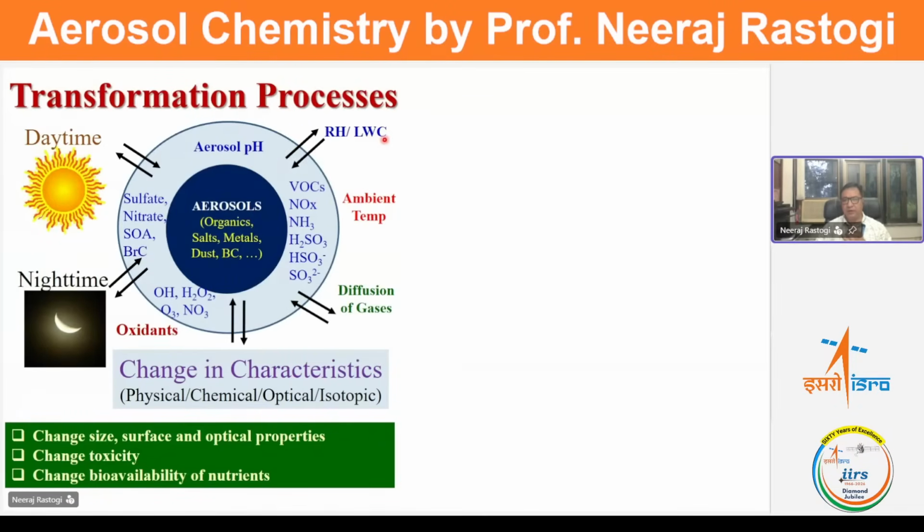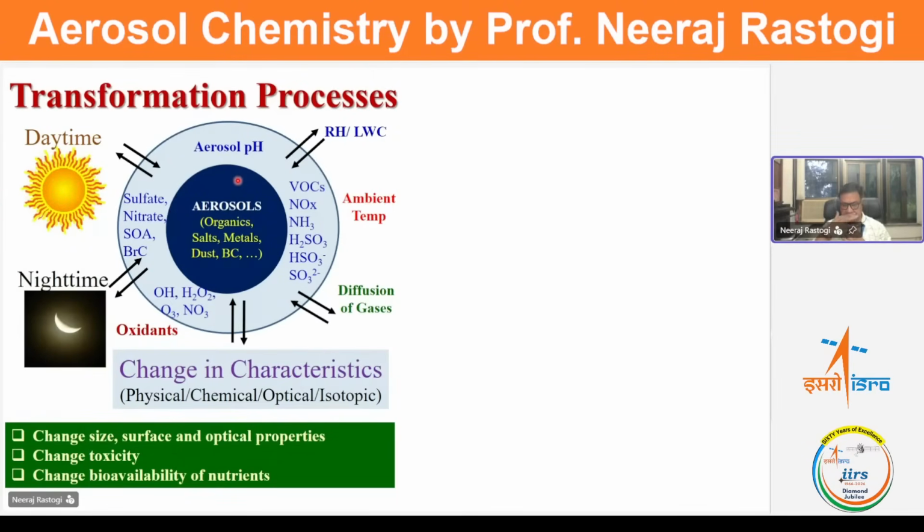LWC means liquid water content. Now you have water also on the aerosol. Then these gases, VOCs, volatile organic compounds, NOx, ammonia, and all these gases, they can diffuse. All these gases can oxidize by a variety of oxidants like hydroxyl radical, hydrogen peroxide, ozone, or nitrate radical. Different oxidants are active during different times. At nighttime, nitrate radical is more active, in daytime, OH radical is more active, and it differs by oxidant. Now these gases get oxidized and form sulfate, nitrate, or brown carbon at the surface of existing aerosol.